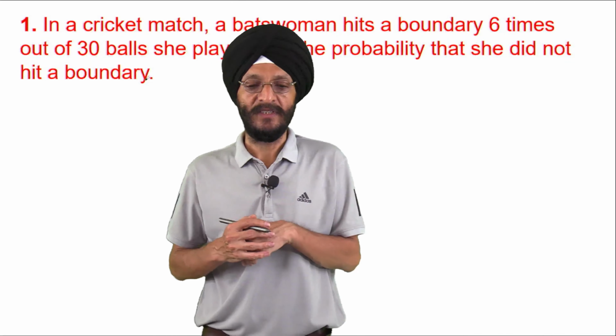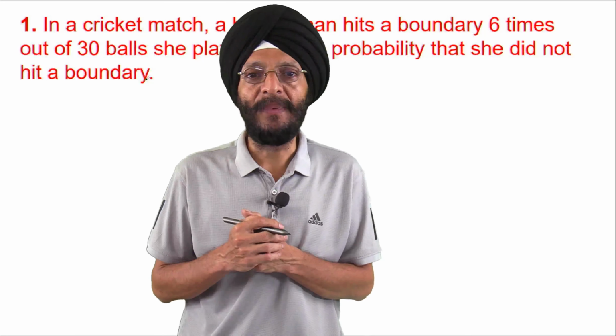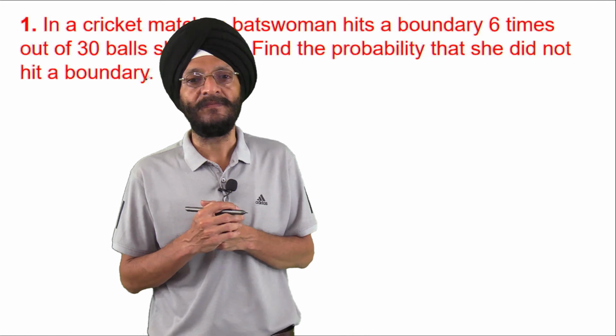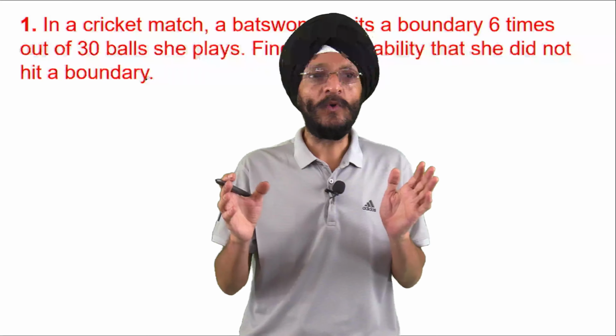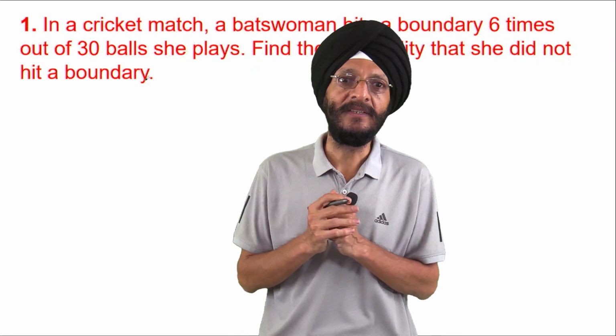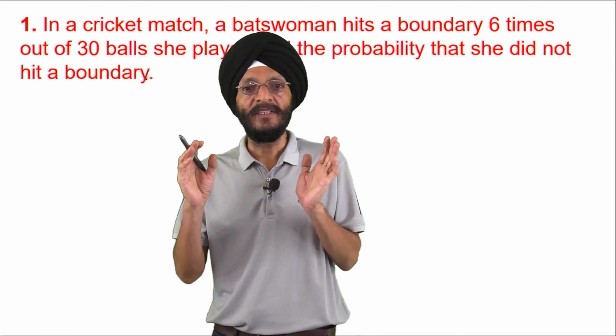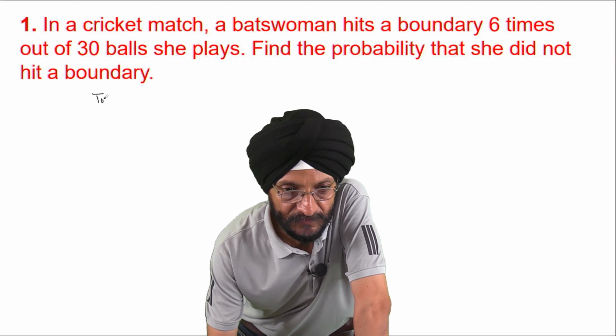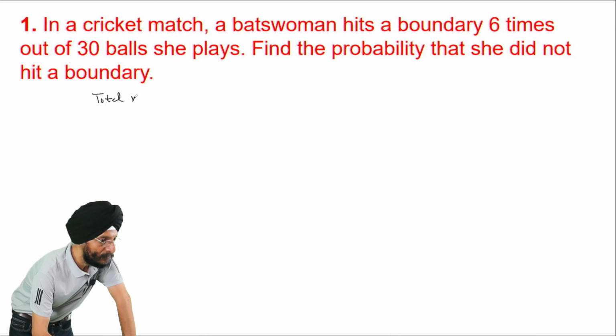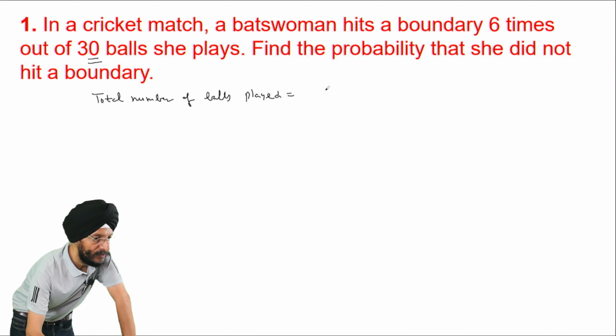So in this question, it is given that a batswoman is playing cricket and she has played 30 balls. Out of the 30 balls she played, she hit the boundary 6 times. So the total number of balls played is equal to 30.